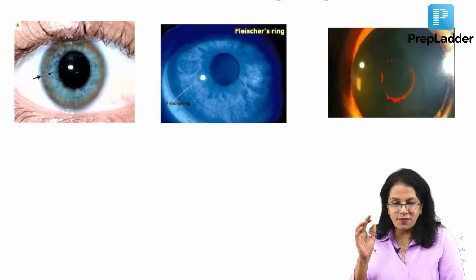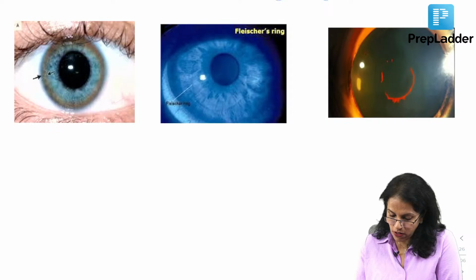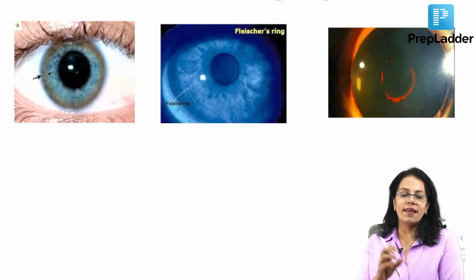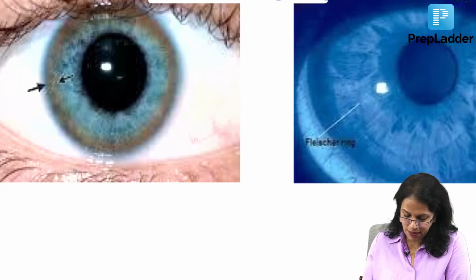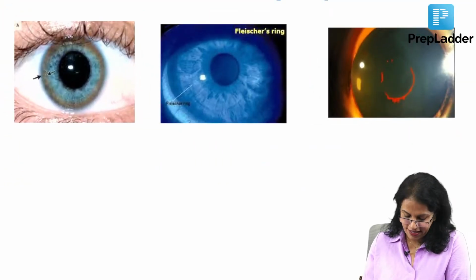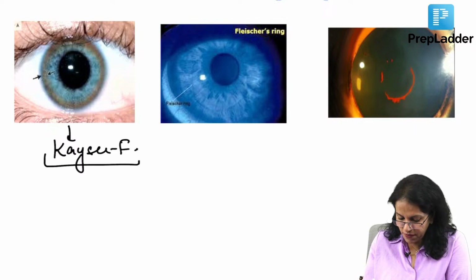Okay, we come to the next image here. If I have to give one single name for all three, I will talk about rings, isn't it. So, which ring is this? It is a copper deposition, golden brown ring at the limbus. All of you, we are talking about the KF ring, Kayser-Fleischer ring. What are the points we have remembered in Kayser-Fleischer ring?